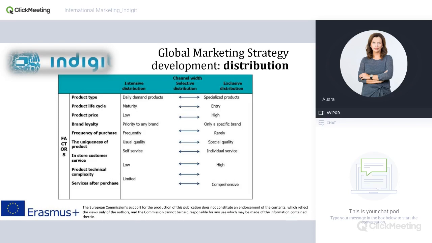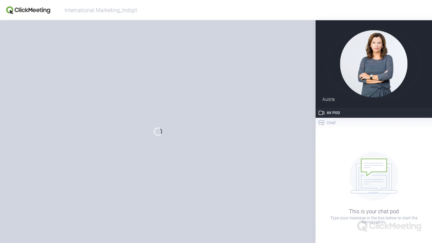The second one is selective distribution. Companies who want to maintain a specific quality for their products will use selective distribution, for example, bicycles, hi-fi systems, toys, and so on. And the third one is exclusive distribution. The product is sold in only one place in a given area. For example, Rolls-Royce stores are exclusively distributed. Here you see the factors determining distribution intensity, and SMEs should take into account product type, services after purchase, and other issues when selecting the place.